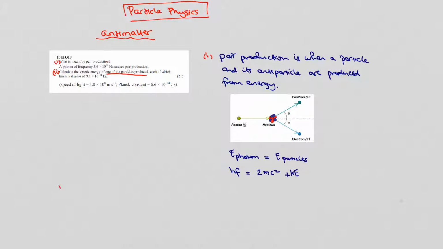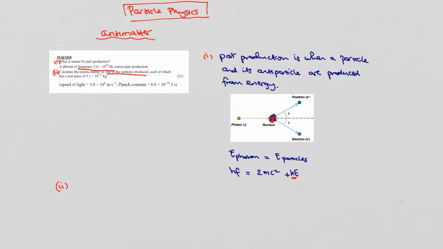So for part 2 of the question, because we're looking for the kinetic energy of one of the particles produced, this excess energy will be gained by the two particles. In other words, the positron and the electron in the above diagram, or any particle and its antiparticle in any reaction where they are produced in pair production. Here we're told that the frequency of the photon is 3.6 by 10 to the power 20 hertz, and that's what's causing the pair production.